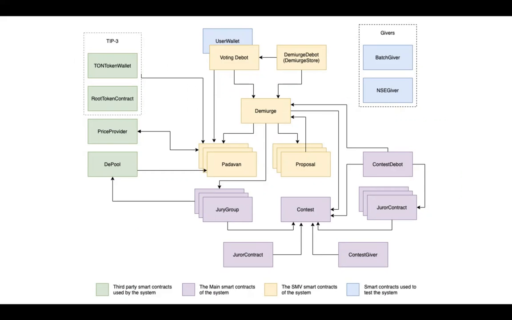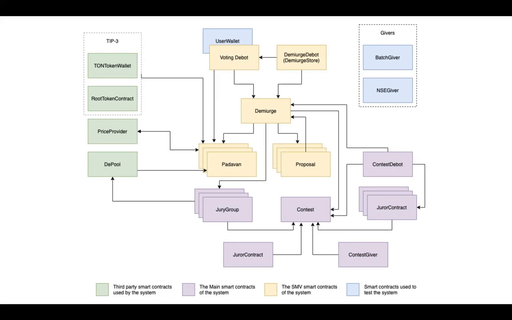What happens next? The contest resolves addresses of jury groups. A jury group is a kind of group with a tag in the initial data. I think anybody understands what I mean.